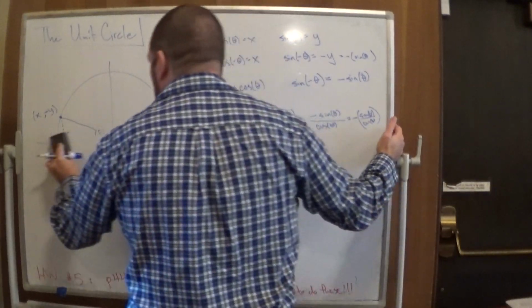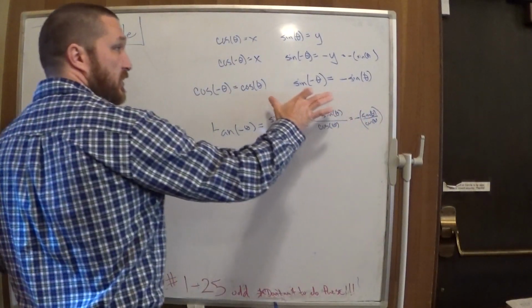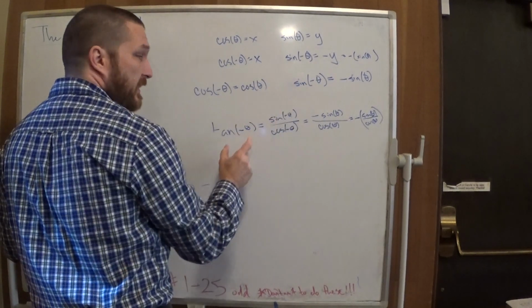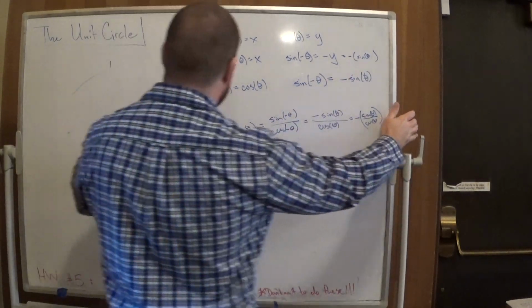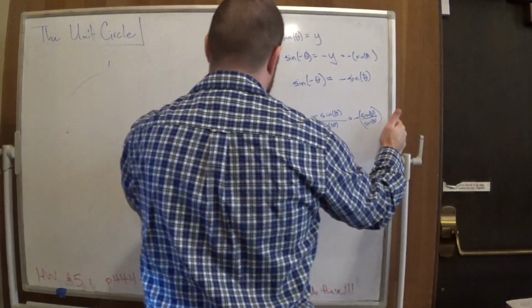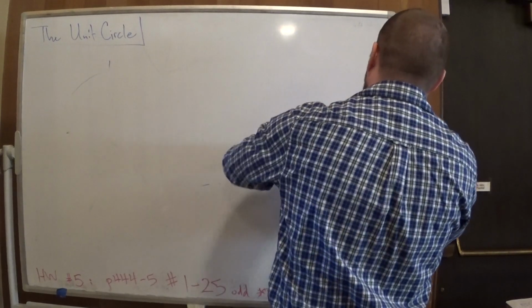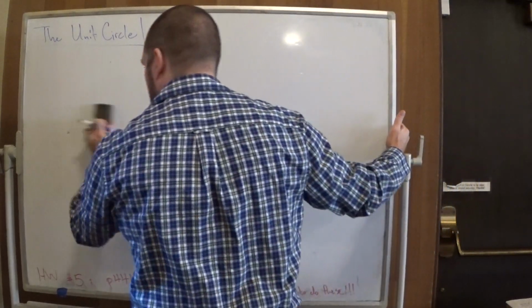Well, so like I said, you're gonna have identities where you're gonna have to use these facts and all the others for tangent and all the other ones. And then the last kind of stuff.